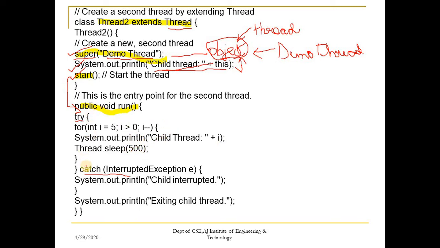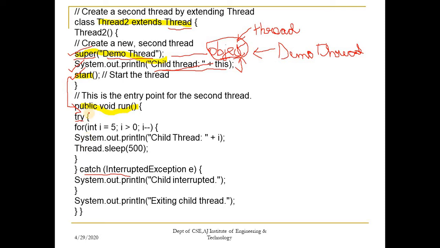And this is put in the try block, because when the thread is sleeping, sometimes the sleeping thread might be interrupted. If the sleeping thread is interrupted, an exception occurs. In that case, the exception will be thrown to this catch block, which will handle the InterruptedException, and it will just print that child is interrupted.